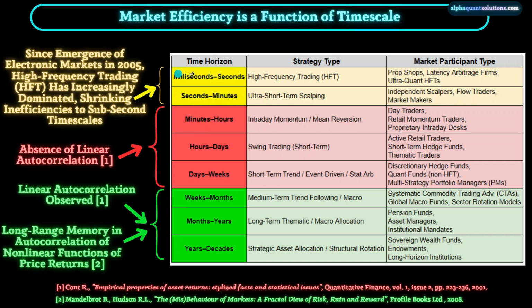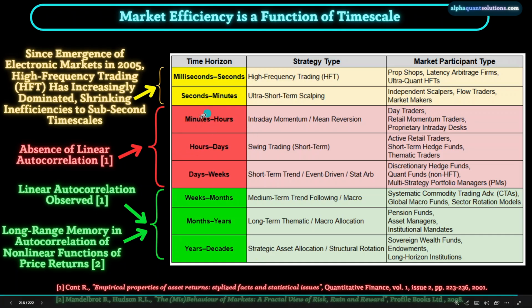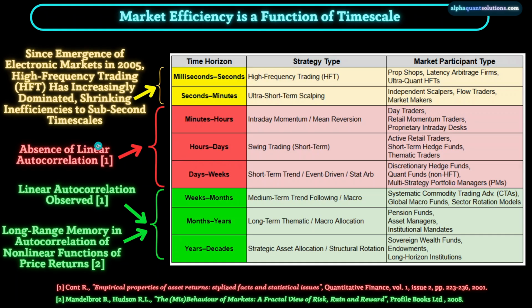Next, we move now to the time horizons shown in red. So these three rows span strategies going from a few minutes to a few weeks. And here it has been shown by Professor Quant in his seminal paper of 2001, a quantitative finance paper titled Empirical Properties of Asset Returns, Stylized Facts and Statistical Issues, that in these time horizons there is absence of linear autocorrelation of price returns.